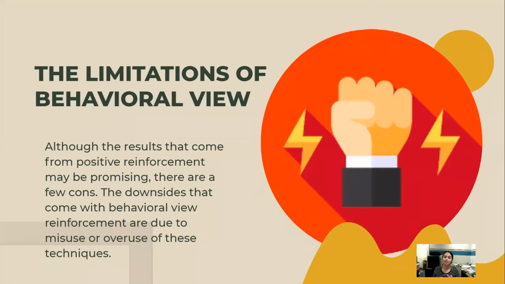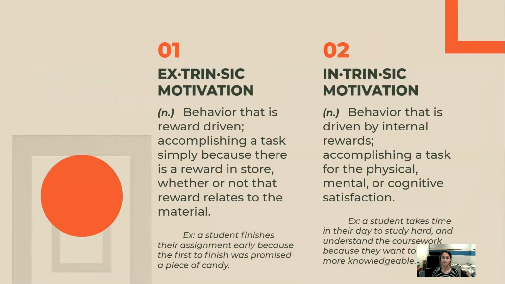So what are the limitations of the behavioral view? Although some results can come from positive reinforcement that are promising, there are a few cons. Students who are constantly motivated through reinforcement can become bored with learning. They're less motivated to learn without some sort of drive, without something to work towards, without having a reward, and they can lose interest very quickly. These downsides come with behavioral view reinforcement because of misuse or overuse. By rewarding too often, you lessen their motivation.